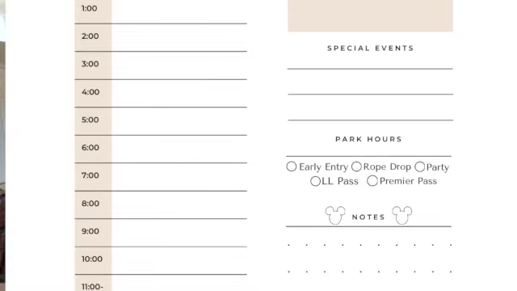And then just below, there's little bubbles, as you can see, and they have early entry, rope drop, a party, lightning lane pass, or premier pass. So you want to mark what you are going to do that day at that particular park. Are you going to early entry? You're going to rope drop for a specific ride. If there is a party, like we mentioned before, check that box. And then choose if you're doing lightning lane multi-pass or premier pass.